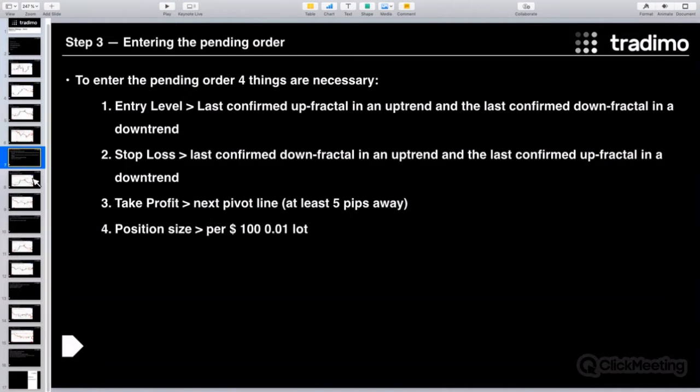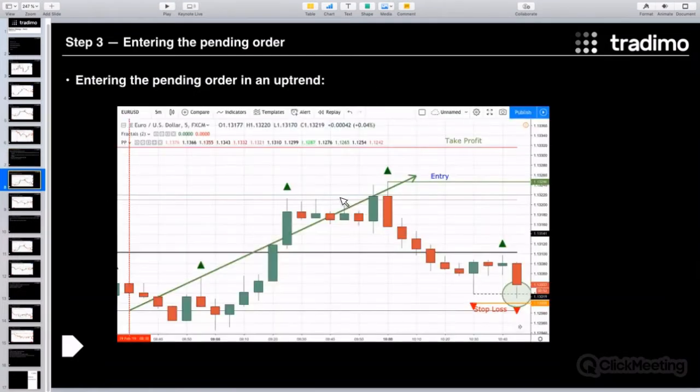Okay, then how does this look in practice? So, entering the pending order, the third step of the beginner strategy, in an uptrend. As I already mentioned, in an uptrend we are looking for a down fractal which is broken. So we can see this here. And if this happens, then we take the last confirmed up fractal for the entry level. So this is this one.